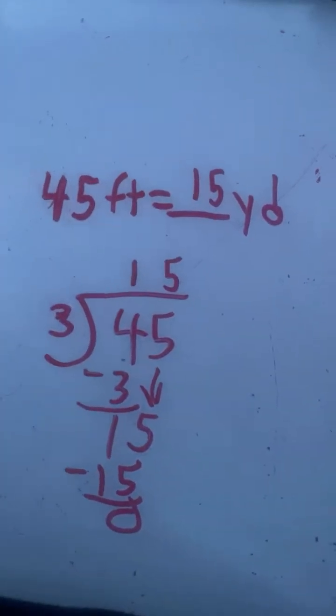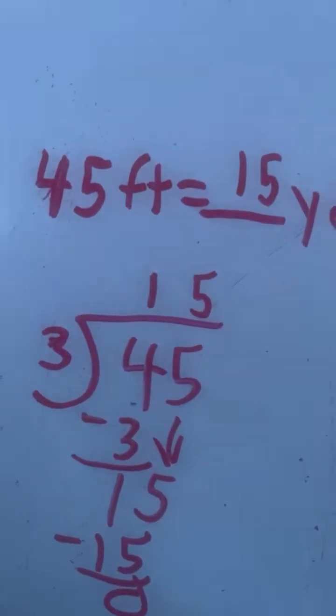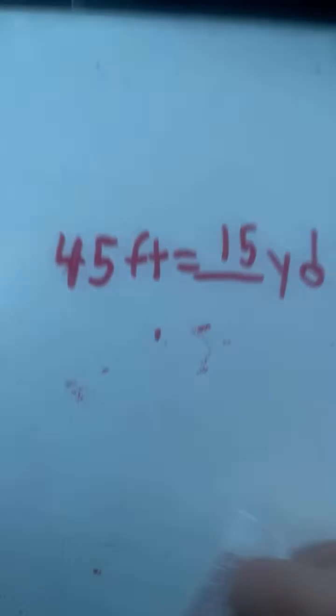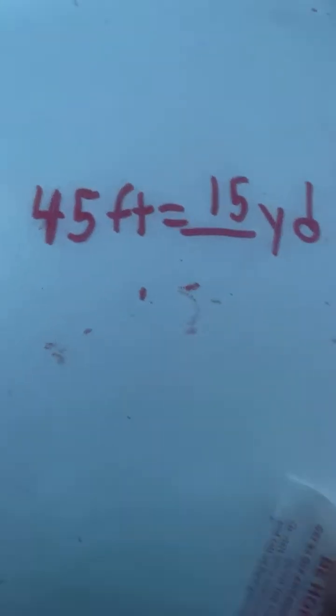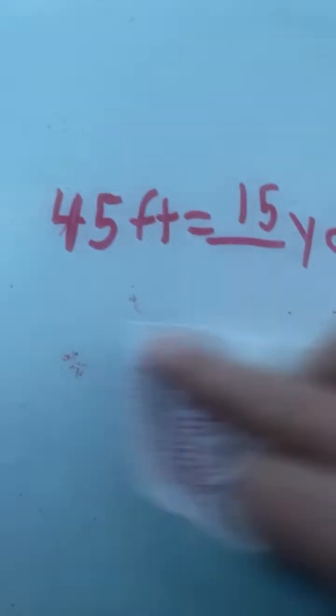All right, next example. So the rule for all of these is the same. The rule for converting feet to yards is divide by 3. Now in my previous video where we converted yards to feet, the rule was to multiply by 3. So to convert yards to feet, you multiply by 3. To convert feet to yards, we divide by 3.